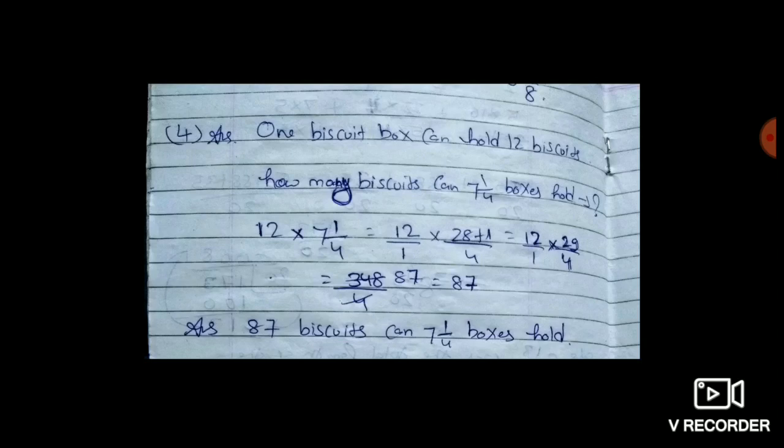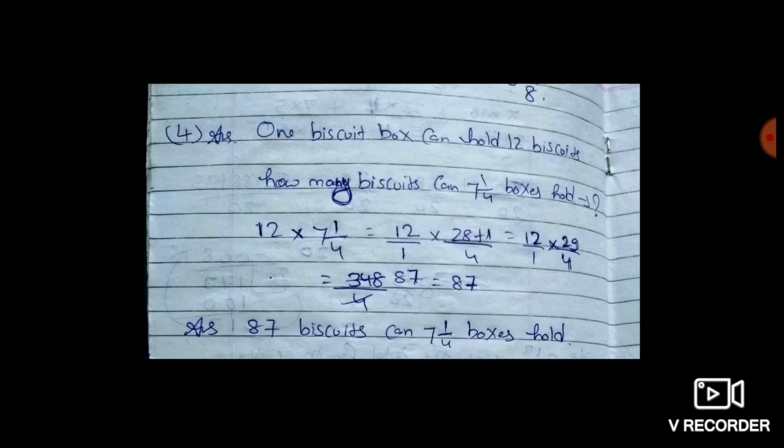Write in a sentence: one biscuit box can hold 12 biscuits. How many biscuits can 7 integer 1/4 boxes hold? So the first number is 12, a whole number. Here we apply the method of multiplication of a whole number with a mixed fraction. The first is a whole number and the second is a mixed fraction.